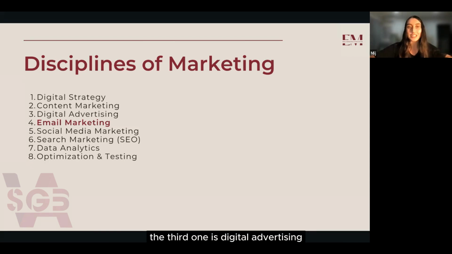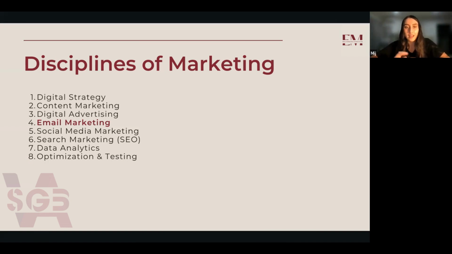The third one is digital advertising. This is paid ads, running Facebook ads, Google ads, and so on. The fourth one is email marketing. That's what we're studying today. And the fifth one is social media marketing. I am sure everyone is aware of this. This is also one of the most famous directions of marketing. Number 6, we have search marketing, which is SEO, search engine optimization. Then we have data analytics, and then we have optimization and testing.